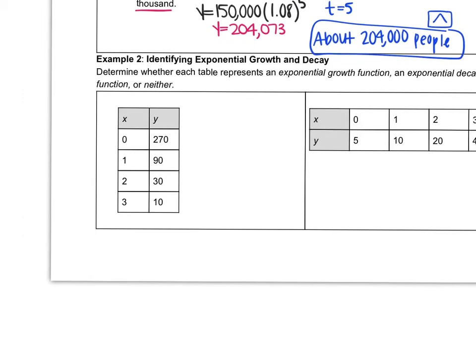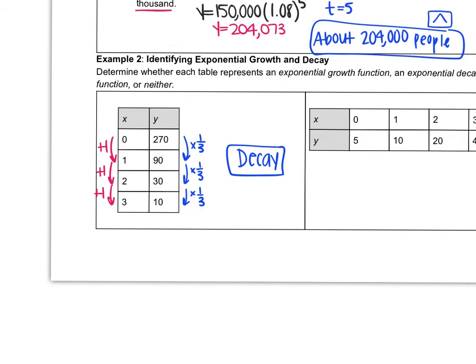So I do notice that as my x's go up by 1, which would be equal intervals of time, my y's are going down. So I'm expecting this to be decay. I want to figure out what is the factor they're going down by. If I wanted to get from 270 to 90, I'd multiply by 1/3. 90 to 30 is 1/3, and 30 to 10 is 1/3. So this is exponential decay.